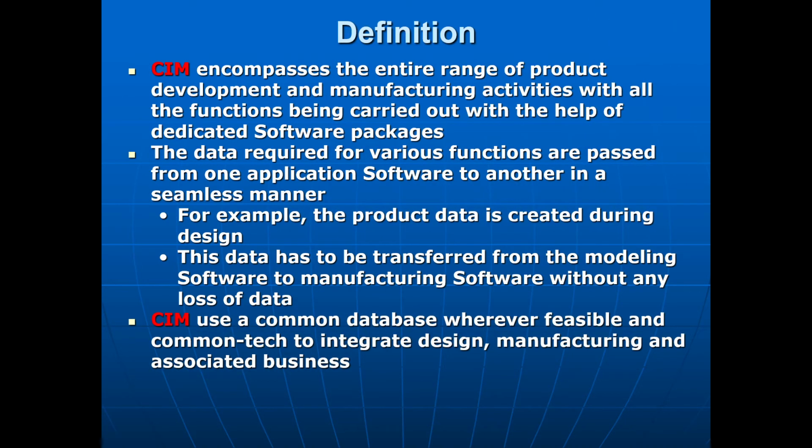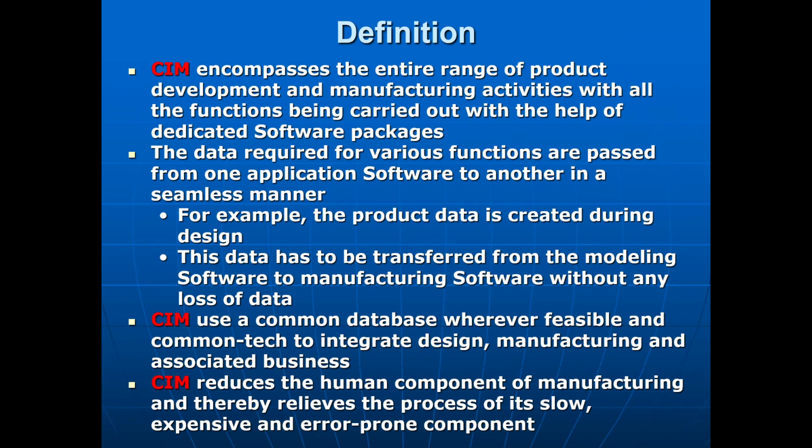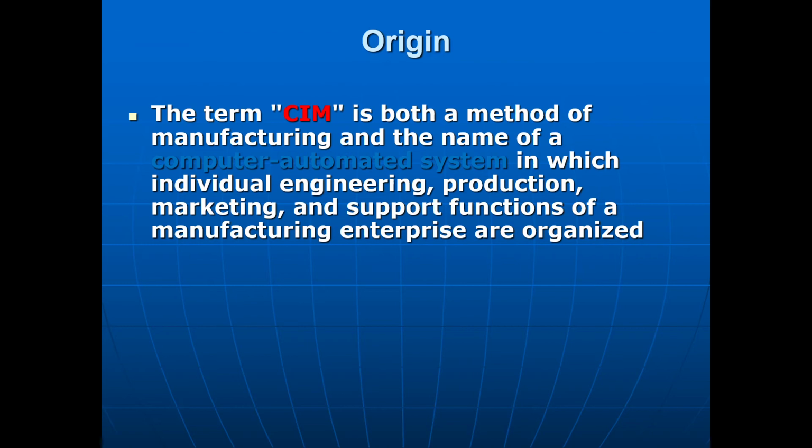And then CIM uses a common database wherever feasible, and common tags to integrate data, manufacturing and associated business. And then CIM reduces the human component of manufacturing, and thereby relieves the process of its slow, expensive and error-prone component. Okay. So the term CIM is both a method of manufacturing and the name of the computer automated system in which the individual engineering, production, marketing and support functions of a manufacturing enterprise are organized.